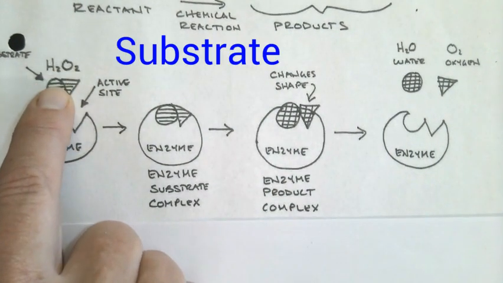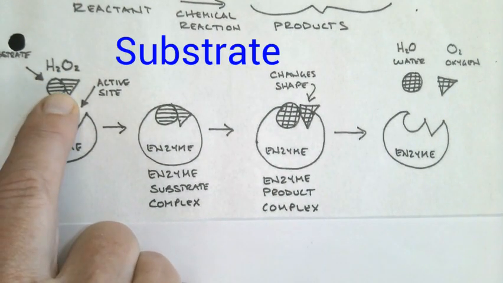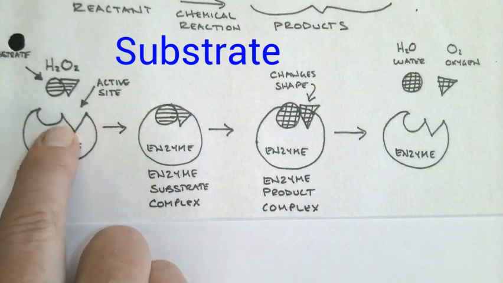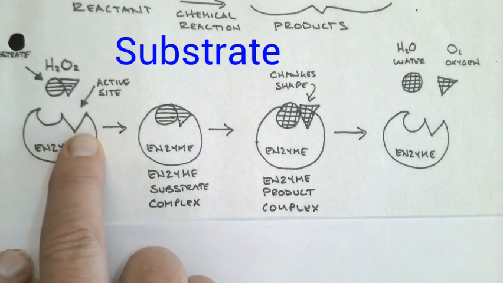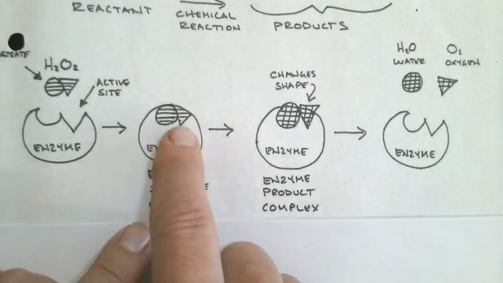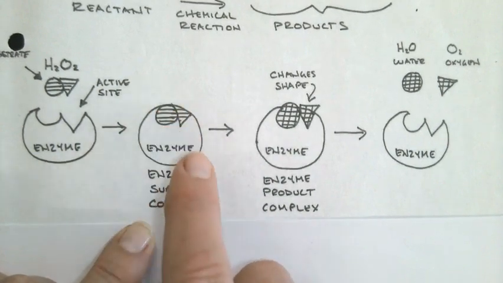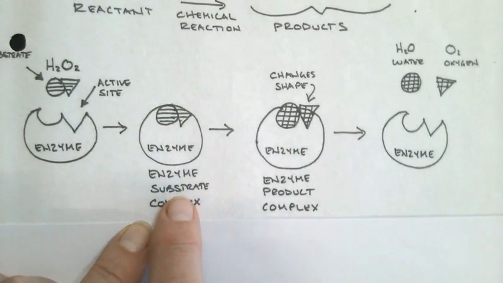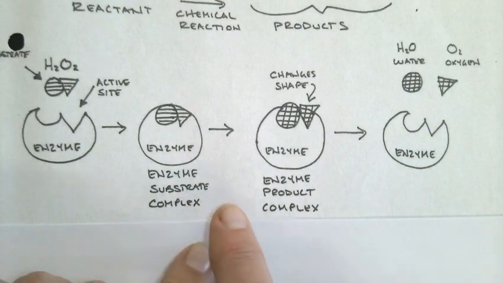So here's my hydrogen peroxide. This is called the substrate. This opening is called the active site. The chemical reaction takes place. It then connects to the enzyme and it's called the enzyme substrate complex.